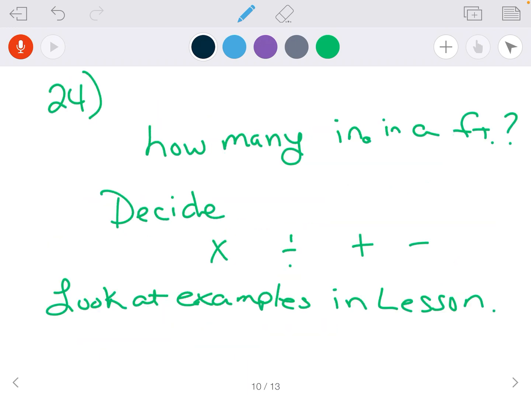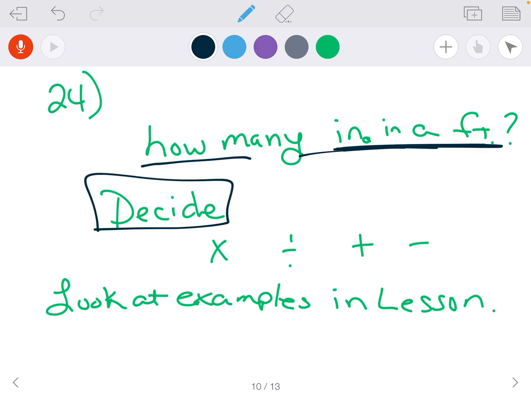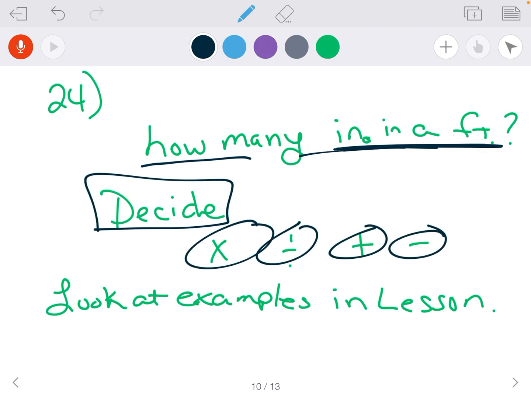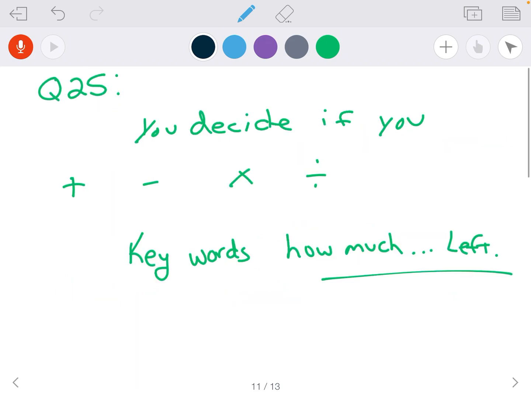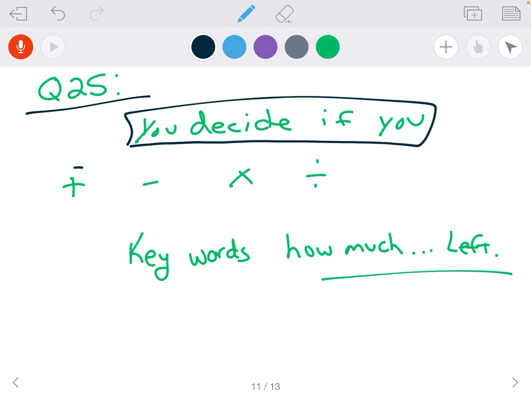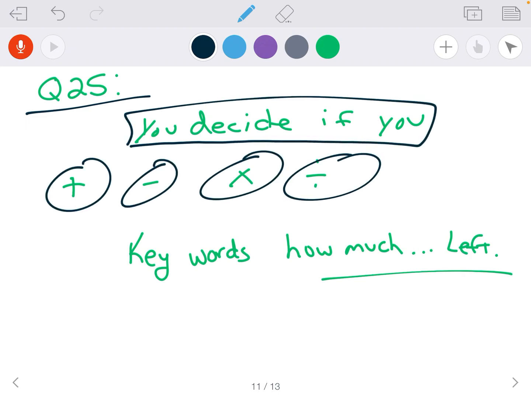All right, so 24. Again, how many inches are in a foot? Inches in a foot. You find that out. Then you're going to decide whether you're going to multiply, divide, add, or subtract the inches in a foot. And you can look at examples in the lesson if you need it. Question 25. I skipped some of these because some of these are redundant. So again, you're going to have to decide if you're going to add, subtract, multiply, or divide.